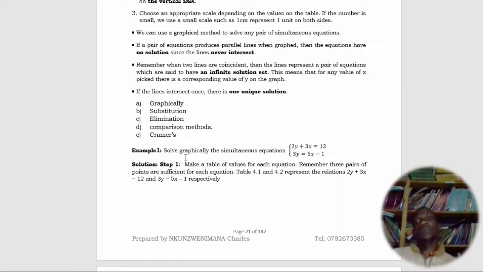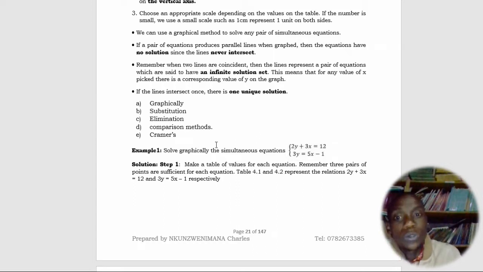Now, for example number 1, we have to solve graphically the simultaneous equations 2y plus 3x equals 12 and 3y equals 5x minus 1. You see that here in question 1 we have dependent variable y and independent variable x, as you see in the second question.